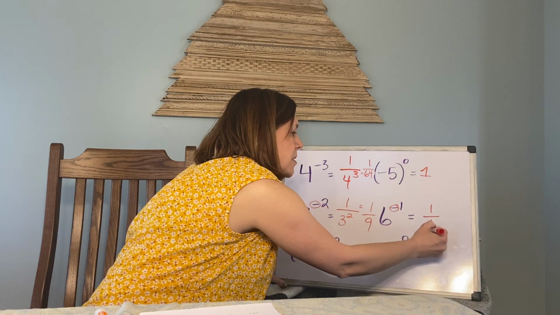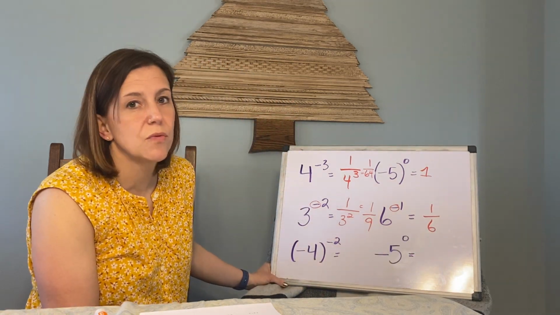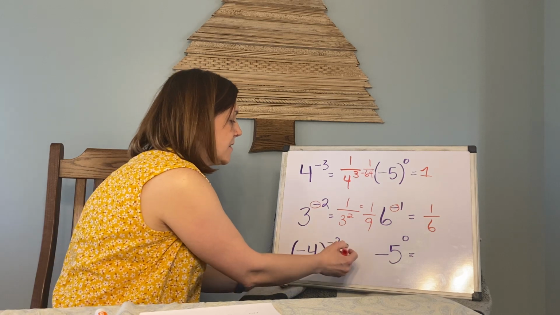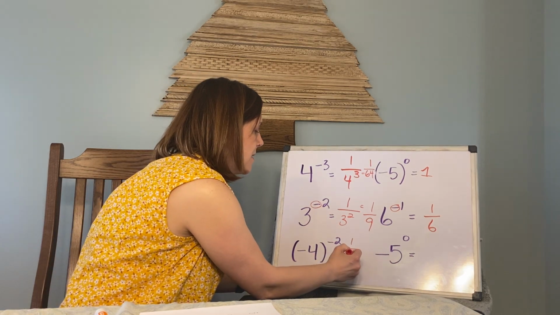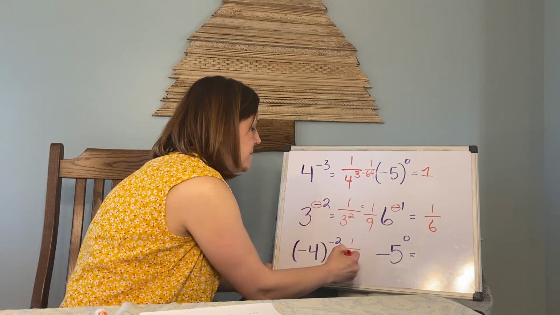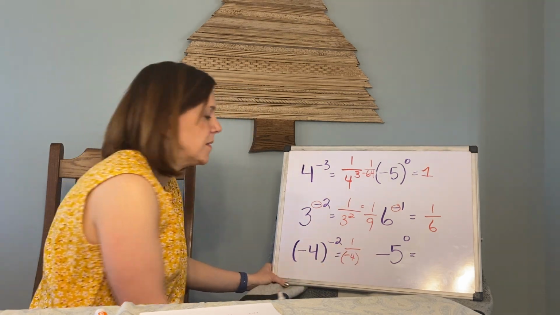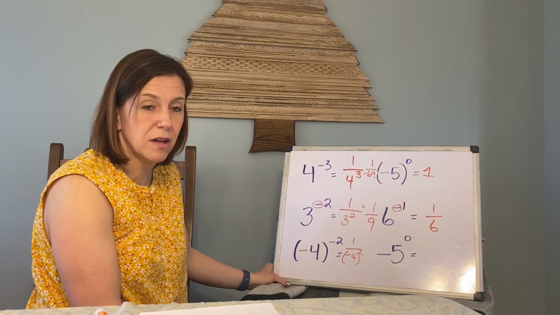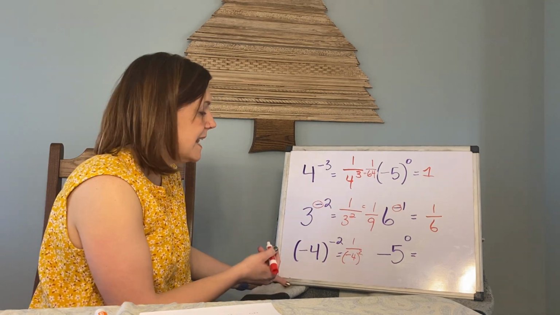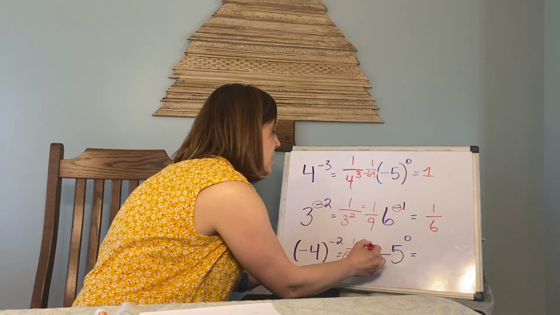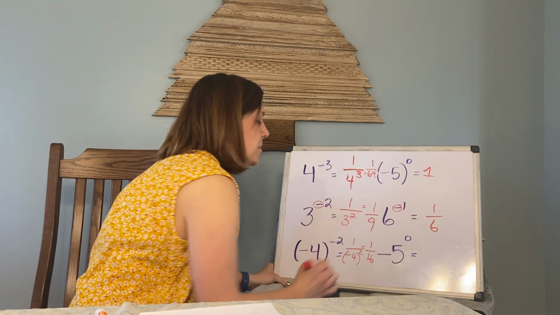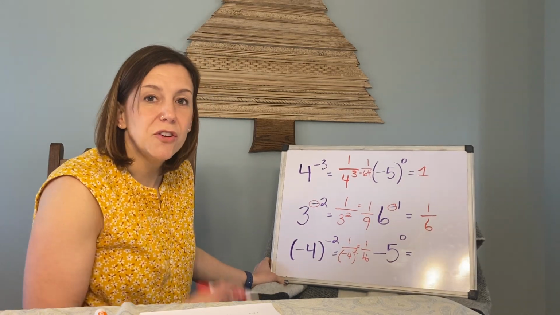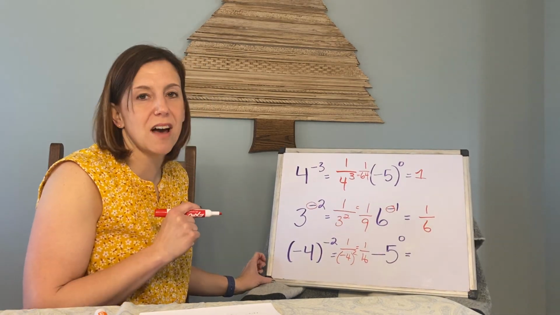Negative exponent, bumps it to the bottom, and I don't need to write that exponent of 1. Negative 4 to the negative 2nd power means I'm going to bump that. My base of negative 4 is going to stay in the parentheses, but now it's going to become positive 2 in the denominator. Well, I can also clean that up. Negative 4 times negative 4, positive 16, 1/16.